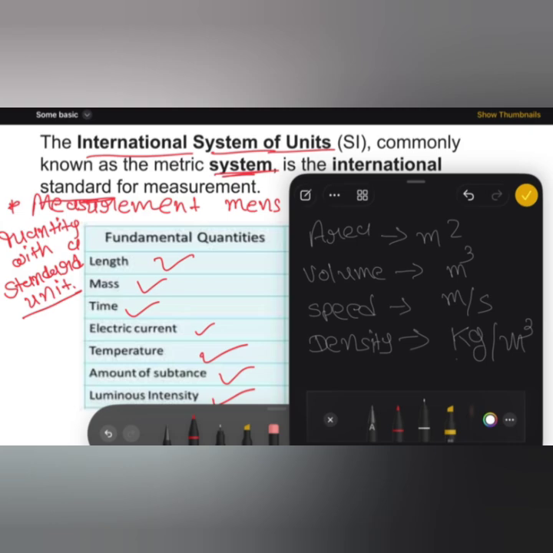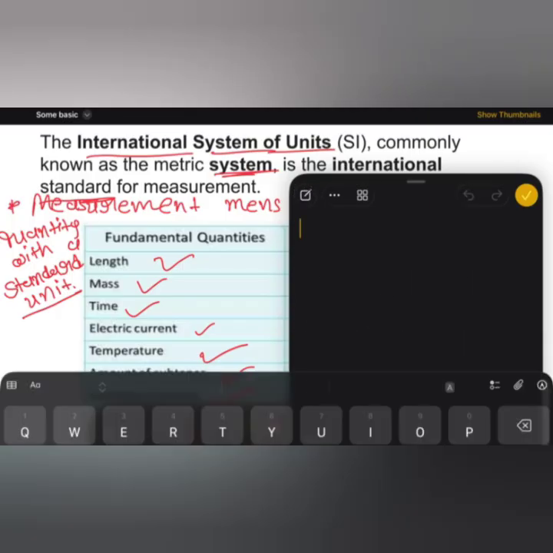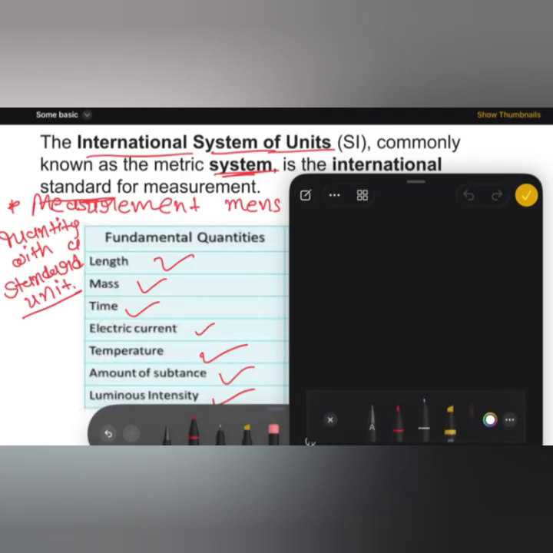In this portion: accuracy, precision, and errors. Accuracy means how close a value is to the true value. What is accuracy, in your exam? How close a value is to the true value.